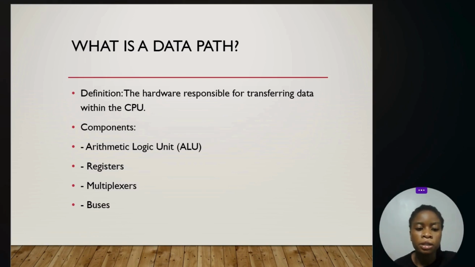Multiplexers. Multiplexers are digital circuits that select one or several input signals and forward it to a single output. But in the context of the CPU, multiplexers are used to select which data to send to the arithmetic logic unit or the registers. So the bus. The bus facilitates communication between components, enabling data exchange and control signals.